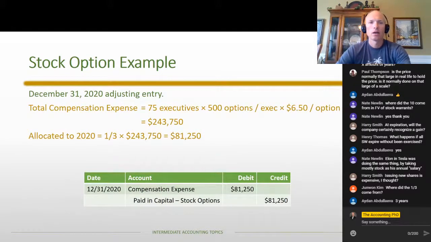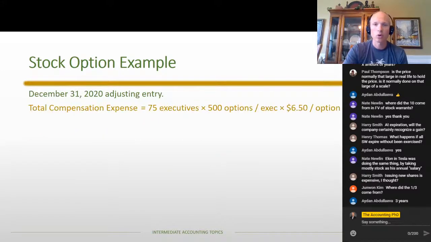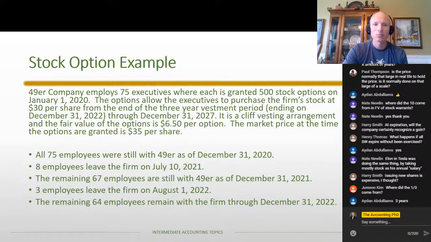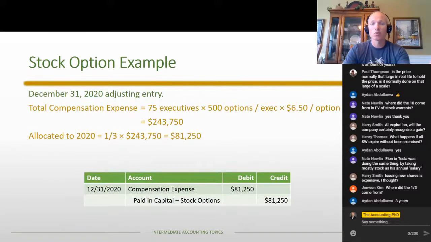If you think about it, on 12/31/2020, we recorded a compensation expense for all 75 executives, acting as if all of them were going to stay for the 3-year period. So we've recorded something of economic consequence, making an assumption that all 75 executives are going to stay. But now not everybody stays. In fact, we're told on the previous page that 8 employees leave on this date. So 8 out of our 75, basically this journal entry on 12/31/2020 ended up being wrong because 8 executives left.